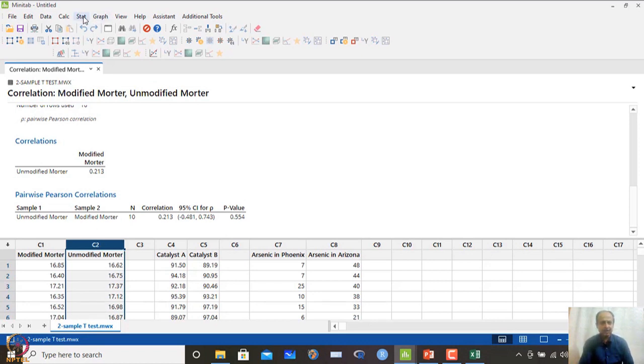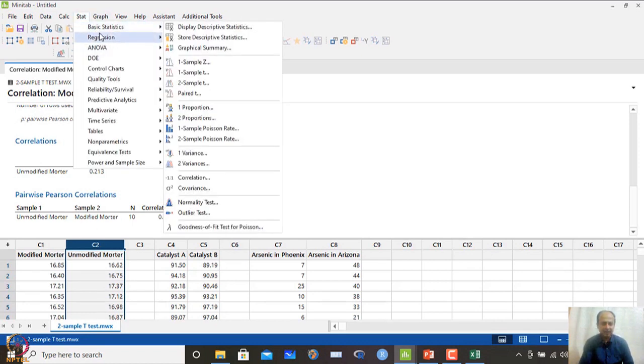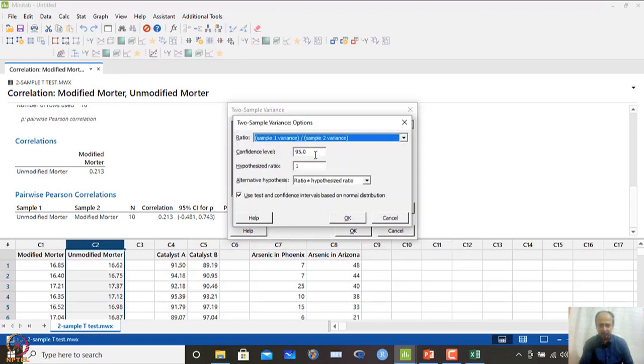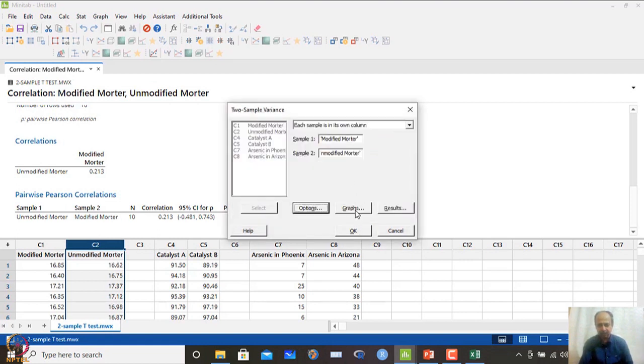The final check is whether the variance is the same or not. So I do a two variance test, one sample modified, one unmodified. I will go to options, take the 95% confidence level, with sample one variance and sample two variance. I am doing a two sided test, and I will select this option because we are making the normality assumption, which we have also cross checked. Then I click OK.